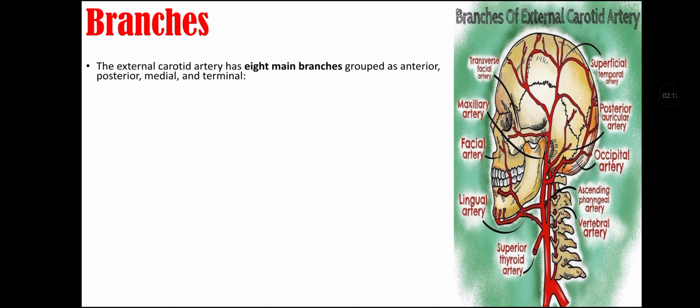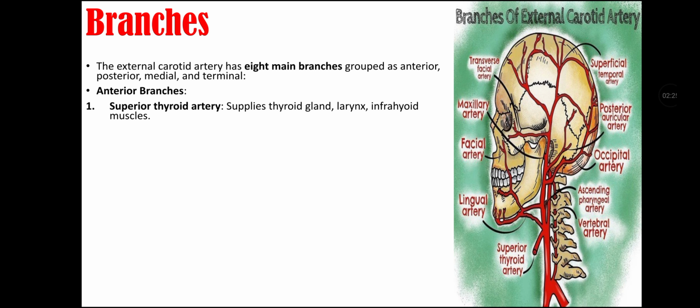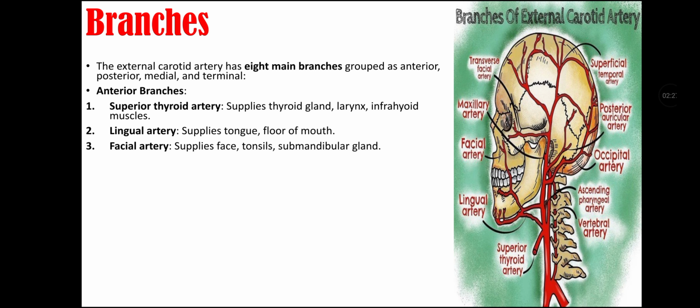Branches of external carotid artery. External carotid artery has 8 main branches that are grouped as anterior, posterior, medial, and terminal branches. First, we will talk about anterior branches. Anterior branches include superior thyroid artery, lingual artery, and facial artery. Superior thyroid artery supplies thyroid gland, larynx, infrahyoid muscle. Lingual artery supplies tongue and floor of mouth. Facial artery supply face, tonsils, and submandibular gland.